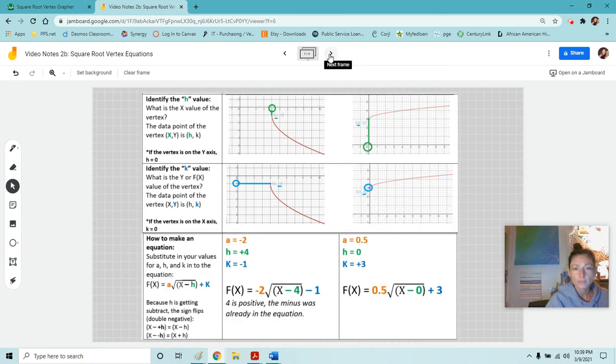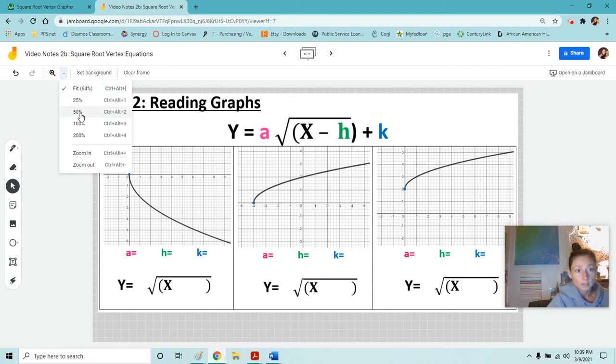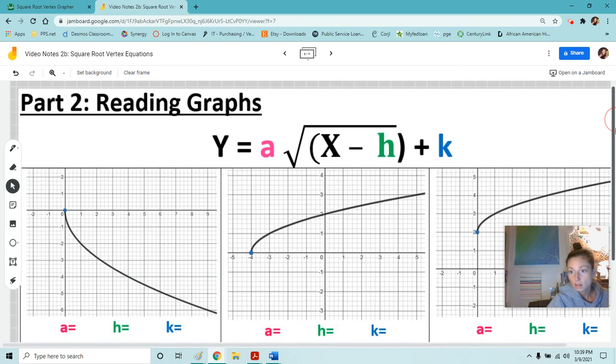All right, so finding the a is the same, finding h and the k is the same as we've gone through. So we're going to look at some actual graphs on here and see what we can do about those. Go through and find the equations real quick. Okay, so on my little tablet here. So first I'm going to look at this one that is furthest to the left.